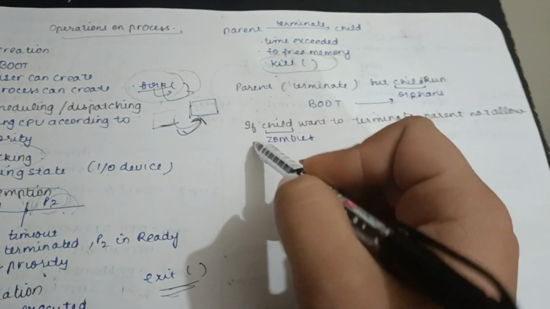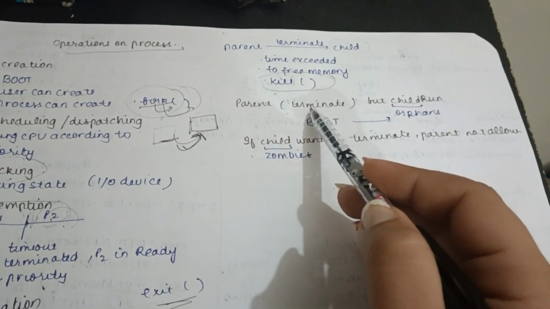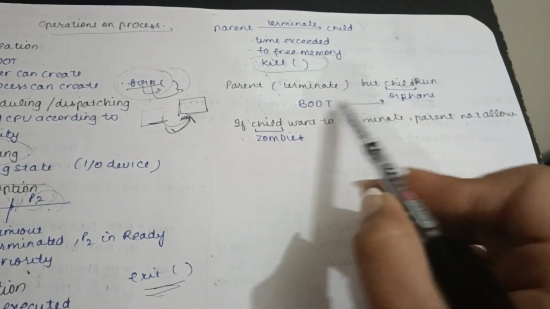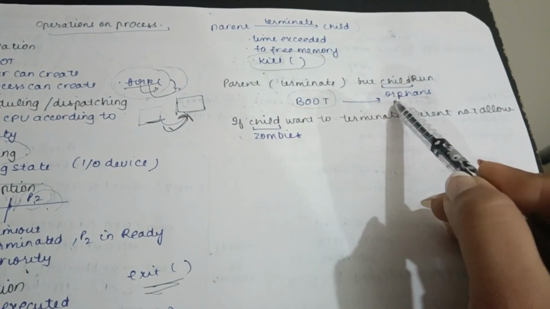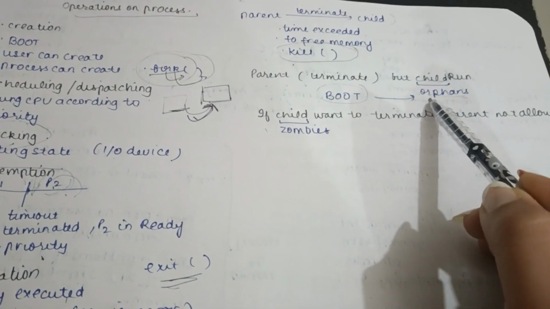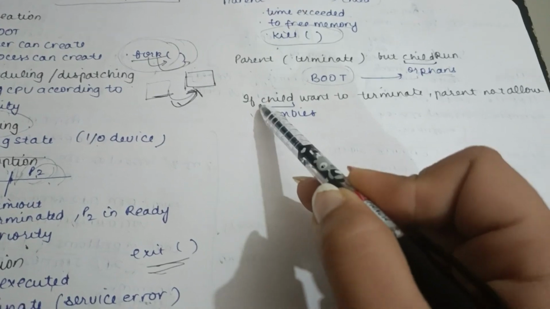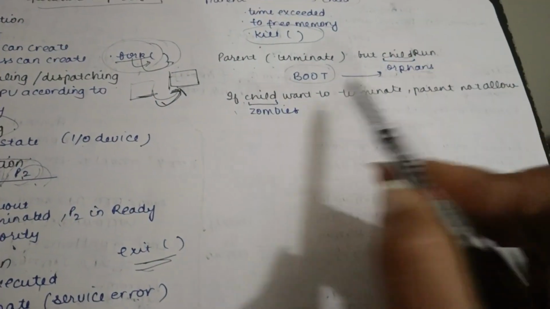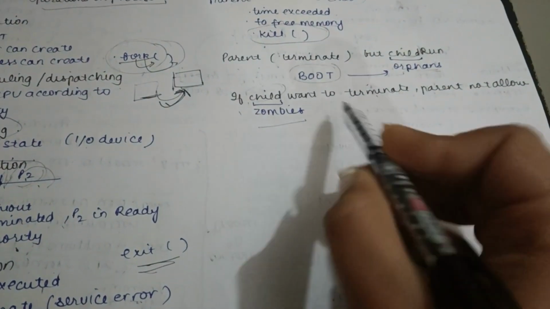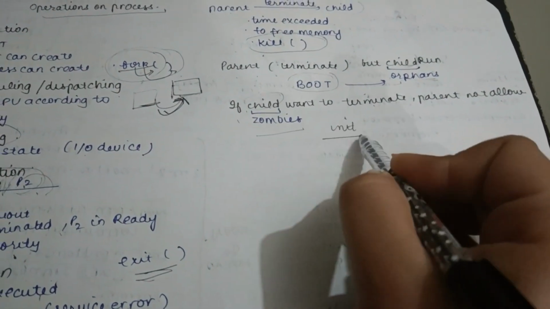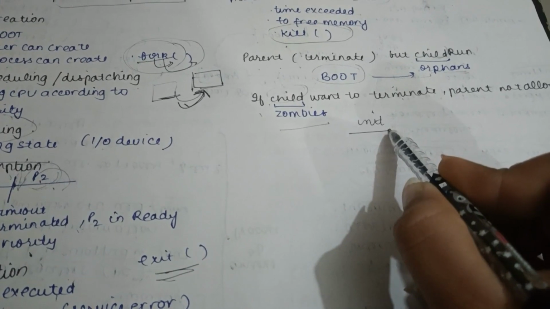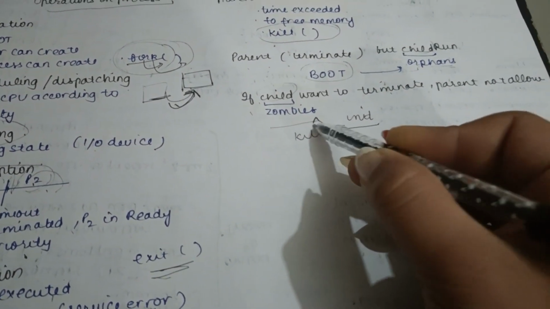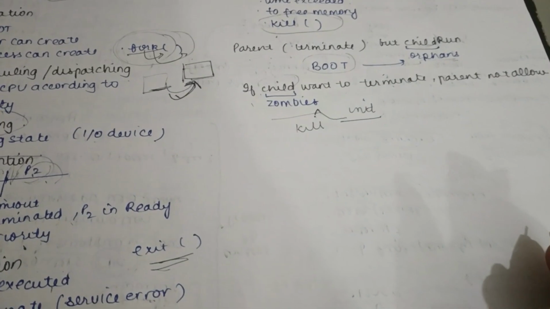So there are two scenarios. One is if the parent terminates but the child is still running, so that sort of child is known as an orphan, and the booting process would take charge of these orphans and will do the work and kill them. Secondly, if the child wants to terminate but the parent is not allowing it to terminate, those children are known as zombies, and this would also be taken in charge by the initialization or init process of the booting process, and these would be killed. So these are the types of operations on the processes.